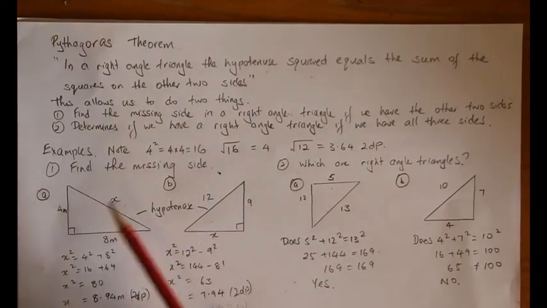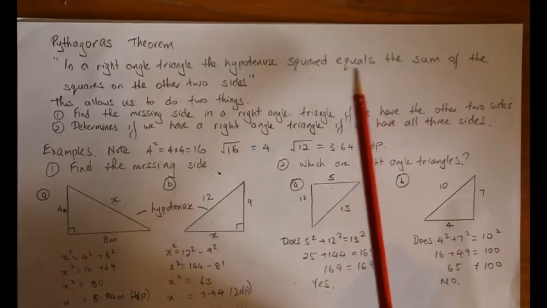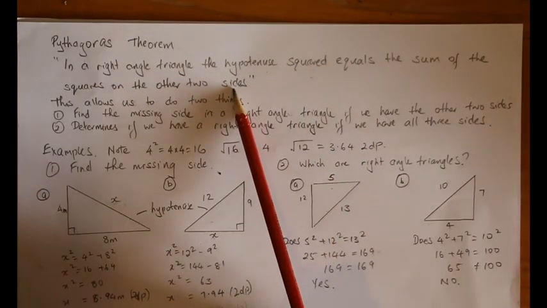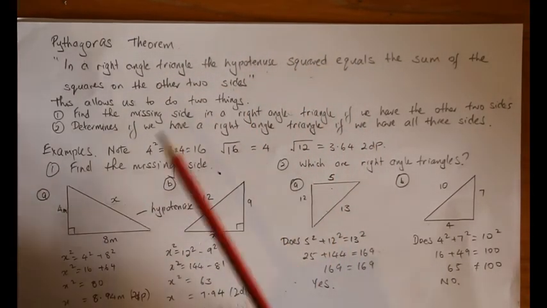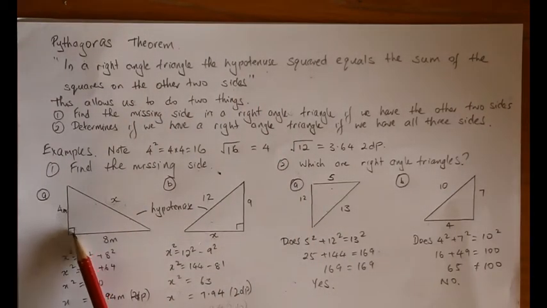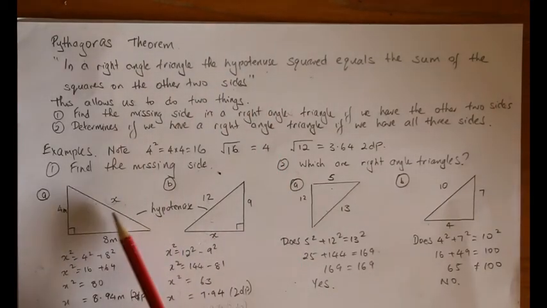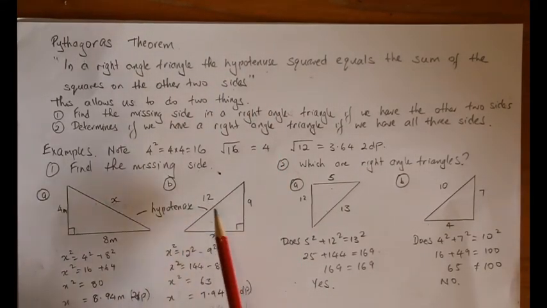Pythagoras' theorem. In a right-angled triangle, the hypotenuse squared equals the sum of the squares on the other two sides. What does all that mean? A right-angled triangle is one with a 90-degree corner. The hypotenuse is the side opposite the right angle and is the longest side in a right-angled triangle.